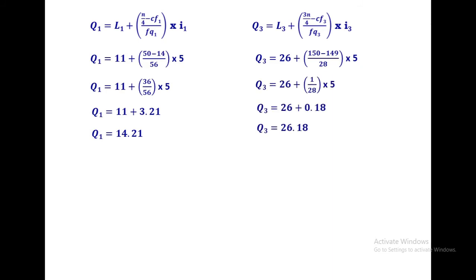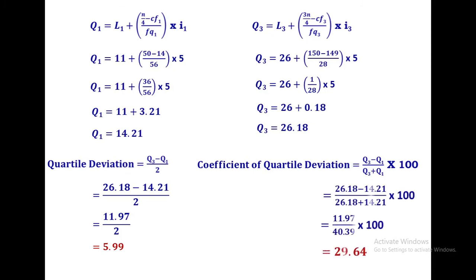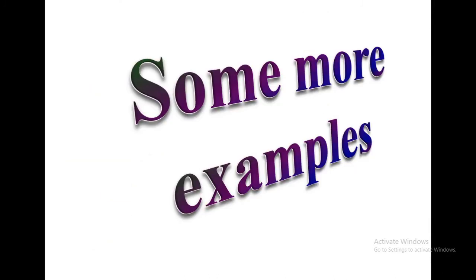26.18. With the help of first and third quartile, we can calculate the quartile deviation, and that will be equivalent to (26.18 minus 14.21) divided by 2, or 5.99. And finally, we can also calculate the coefficient of quartile deviation, and that will be 29.64 for this question. Let's take some more examples.